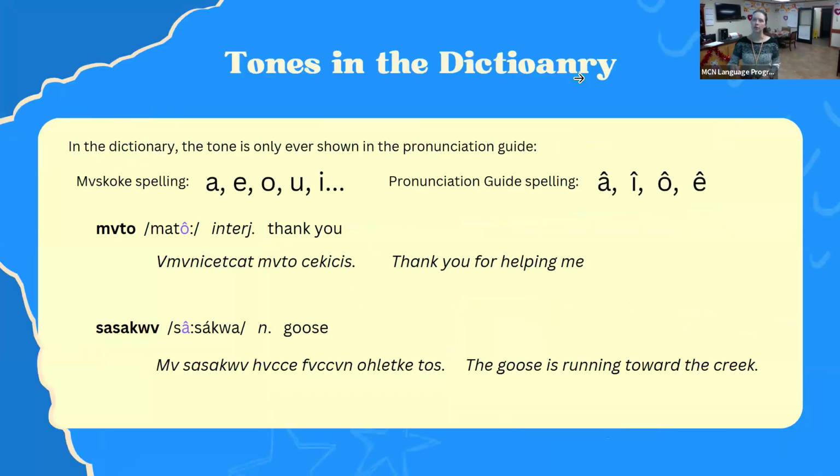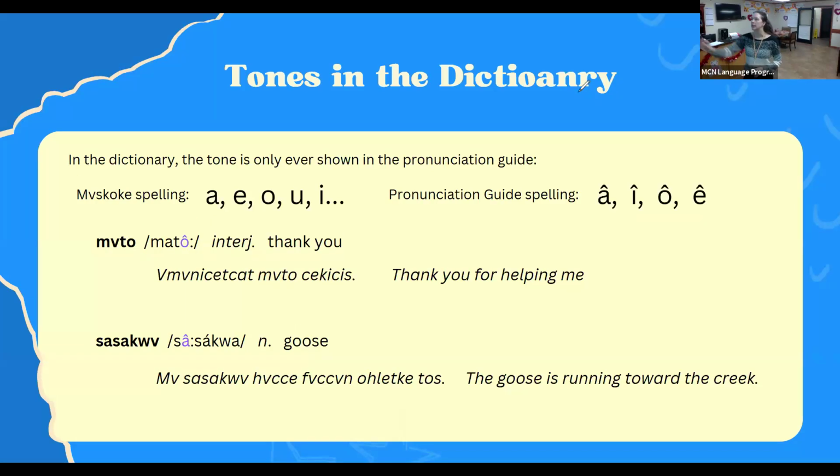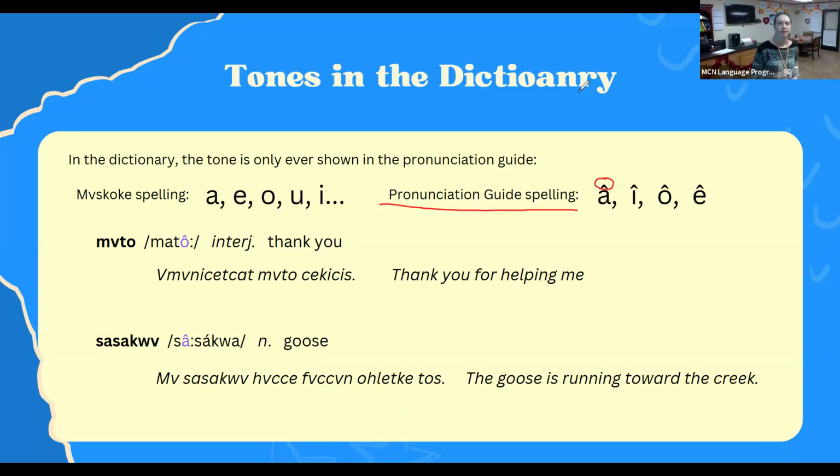And then the tones, how you see the tone in the dictionary. There's only one way it's ever shown, and it's only in the pronunciation guide. And it's with the little hat. I think it's actually called a circumflex. Thank you, circumflex. But I call it a hat. If you ever want to write it, you can literally on Google just write A with a hat and that'll come up. So your circumflex, your hat, that is going to show that tone change.